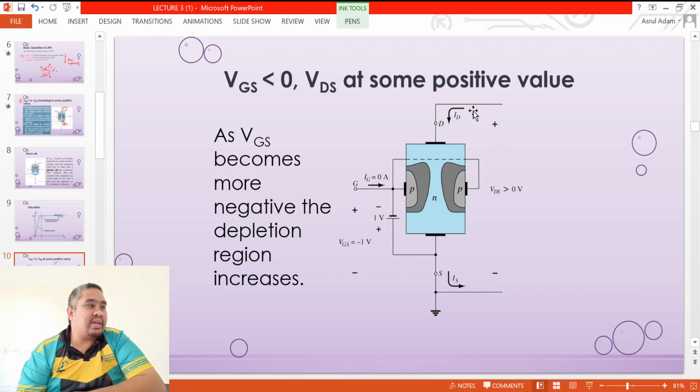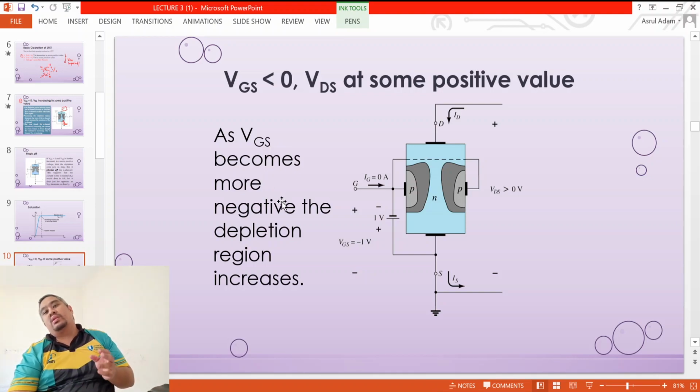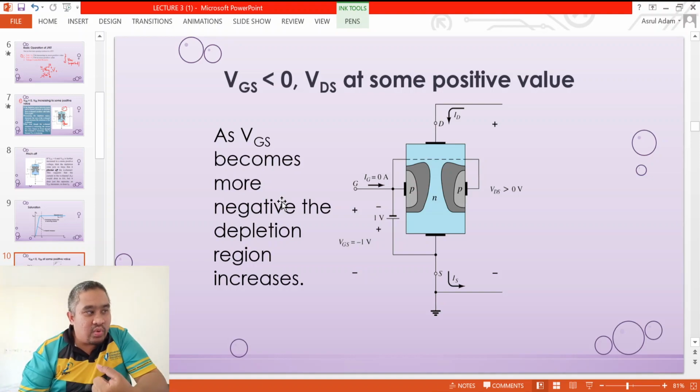Now the second condition, when VGS is lower than 0 and our VDS is at some positive value. As VGS becomes more negative, VGS lower than 0 means our VGS value is more toward a negative value, and the depletion region increases. As VGS becomes more negative, the depletion region increases.